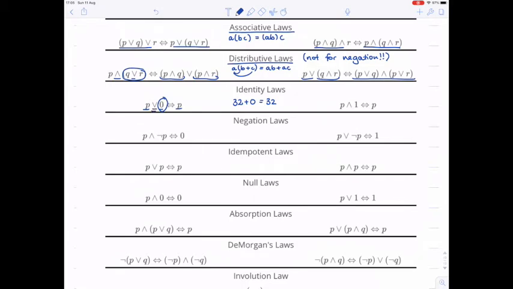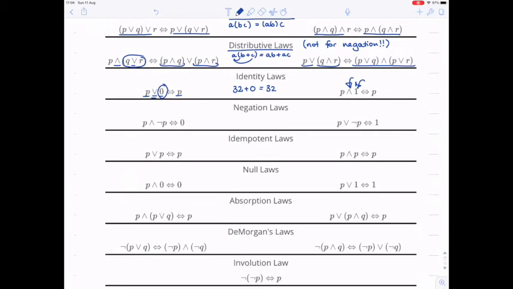When you're dealing with an or, on the other hand, when you've got an and, 1, or true, acts like 1 in multiplication. So you'll see that this is building up an idea that OR is a bit like addition, whereas AND acts a little bit like multiplication.